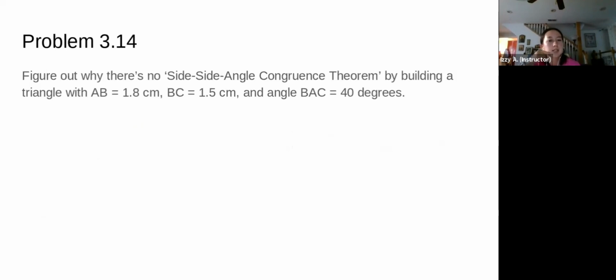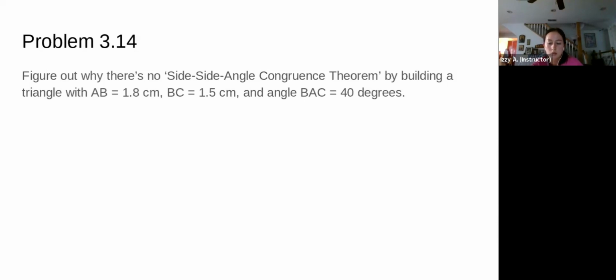Figure out why there's no side-side angle congruence theorem by building a triangle with AB equaling 1.8 centimeters, BC equaling 1.5 centimeters, and angle BAC equaling 40 degrees. I guess I could show that I'm using a ruler and everything, but to make life easier and to keep moving on with the lesson, I am just going to show you an image that would result if we were to actually draw out AB, BC, and then angle BAC.